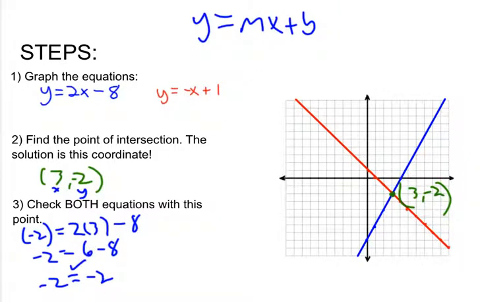Good, that checks out. So I want you now to try plugging in the red equation with the same point, the same x and the same y, because it should be true for both of them. So let's plug in for y is negative 2 equals negative x, which is 3, plus 1. Well, what is negative 3 plus 1? It's negative 2. So negative 2 equals negative 2, and there we go. It checks out. That is the solution to this system. The coordinate 3, negative 2, and we checked it in both equations here by substituting in.